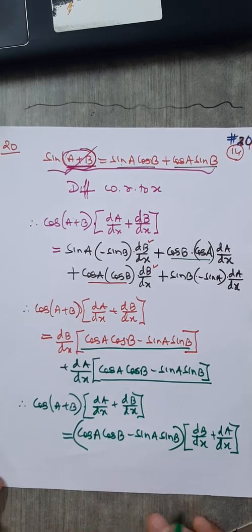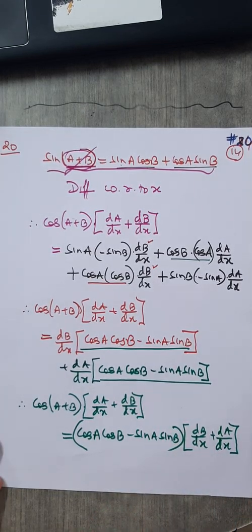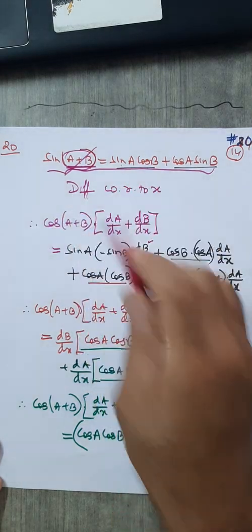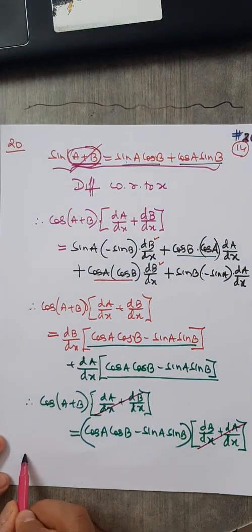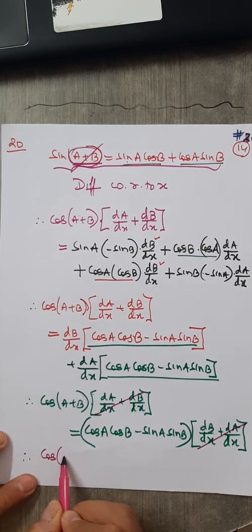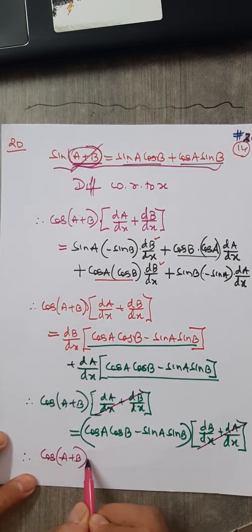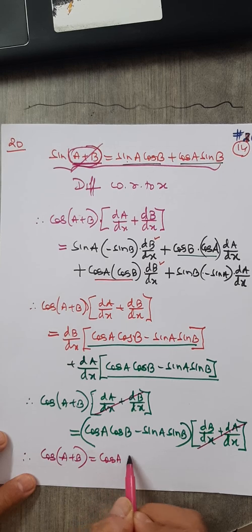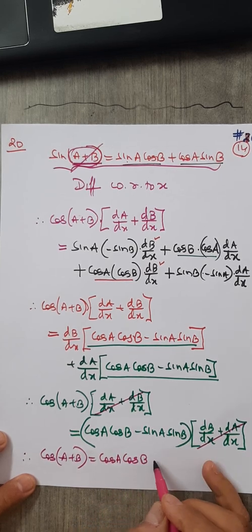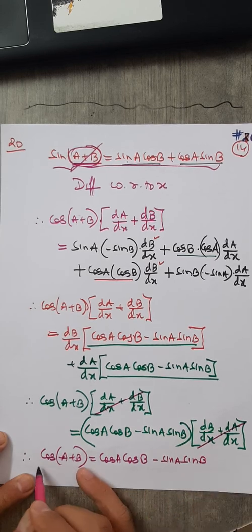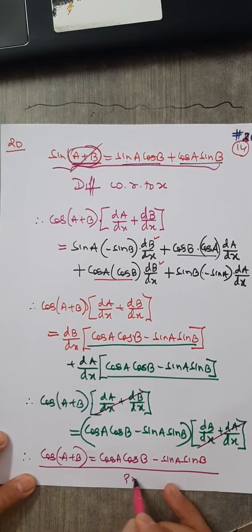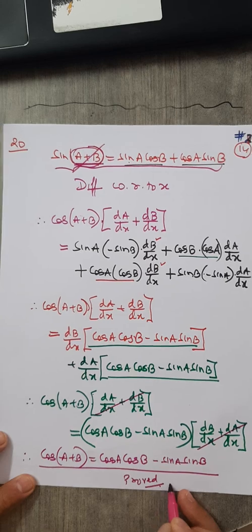So now you can see this square bracket will get cancelled from both the sides. Therefore, finally you are getting cos a plus b equals cos a cos b minus sine a sine b. So this is your required addition formula proved for cosine function.